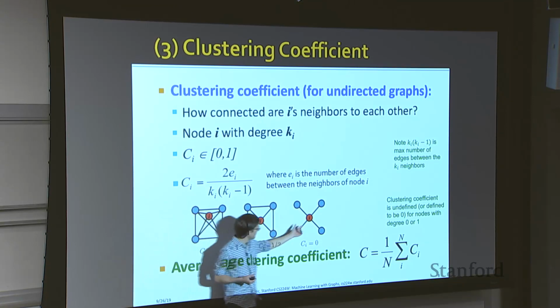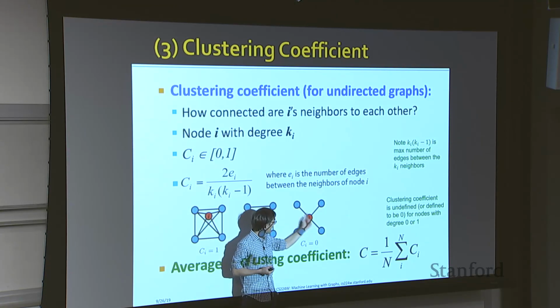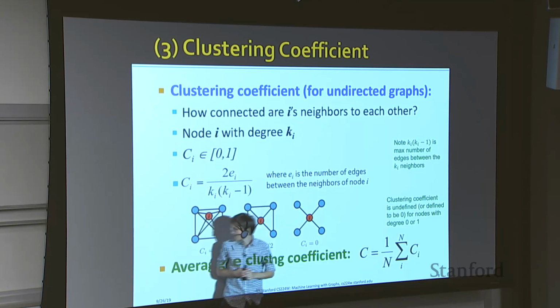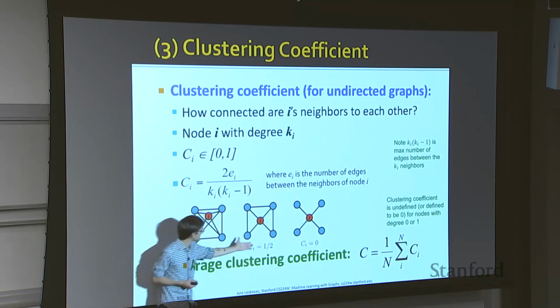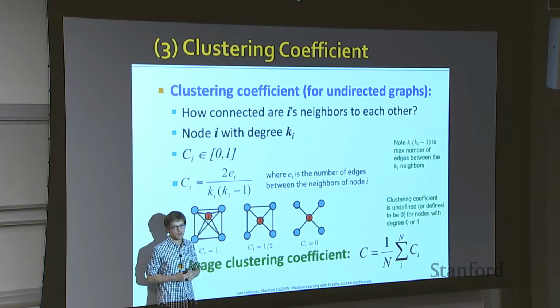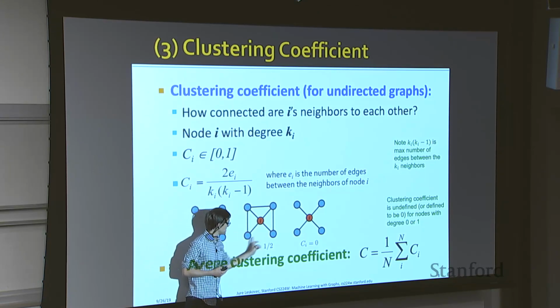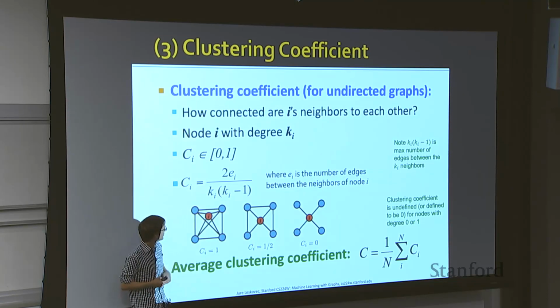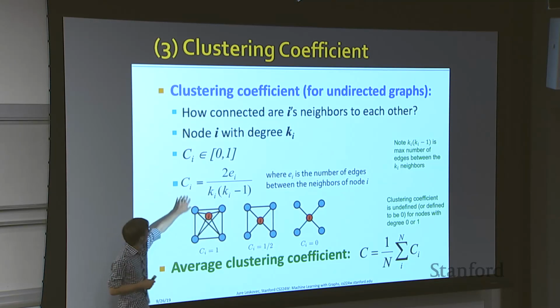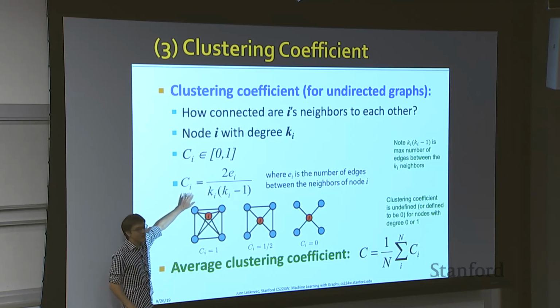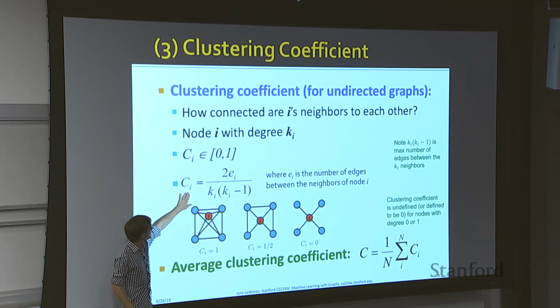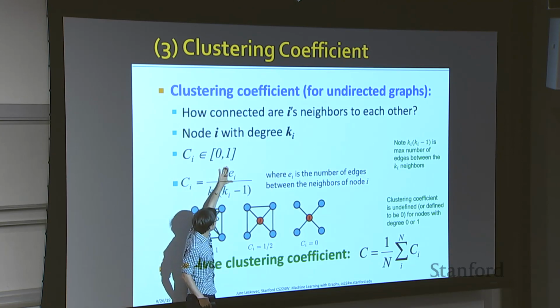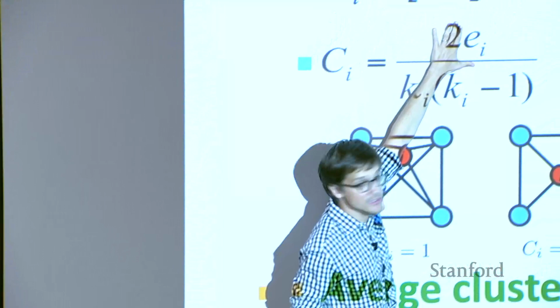And this would be the same node with degree 4, but now none of the friends know each other, so the clustering coefficient is 0, okay? And here is somewhere in between where the clustering coefficient is 1/2, right? Some of the friends know each other and some, for example, don't, right? So how do you compute the clustering coefficient? The clustering coefficient is defined for every node. And essentially the way you understand this formula is E sub I is the number of edges between the friends of node I.